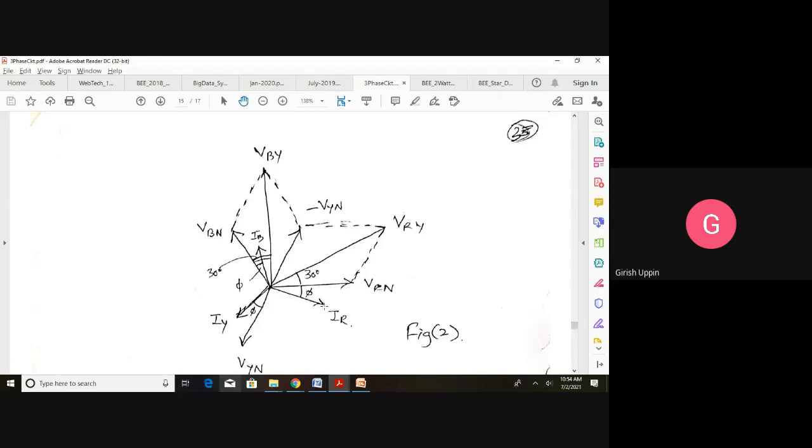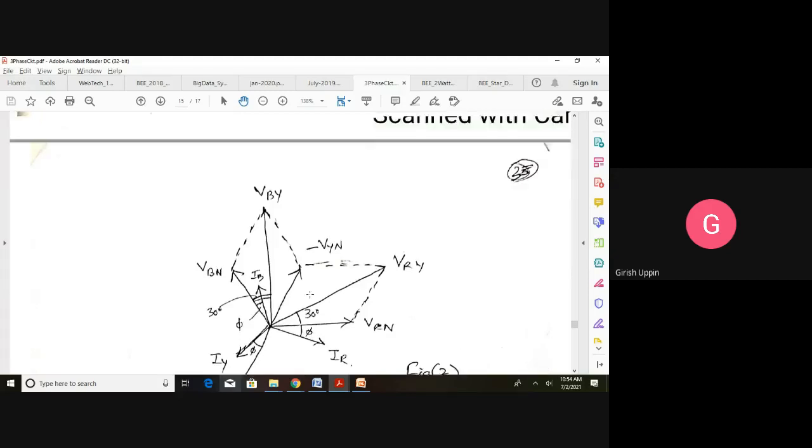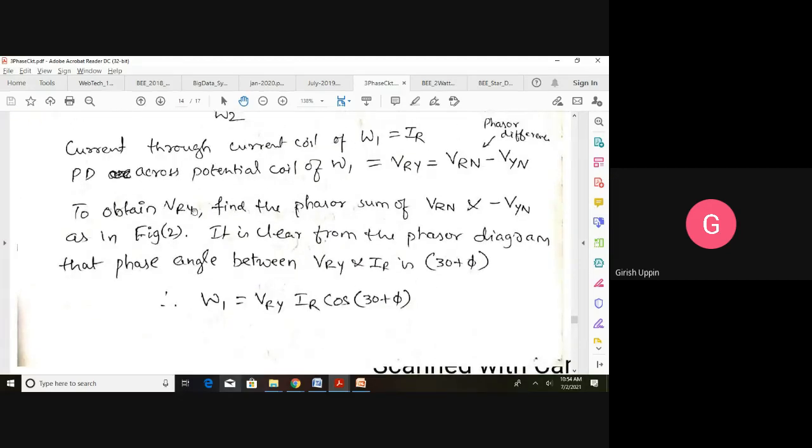What is the angle between them? So this is VRY and this is IR. What is the angle between them? The angle between them is 30 plus 5. To obtain VRY, find the phasor sum of VRN and minus VYN, as shown in the figure. It is clear from the phasor diagram what the phase angle between VRY and IR is.